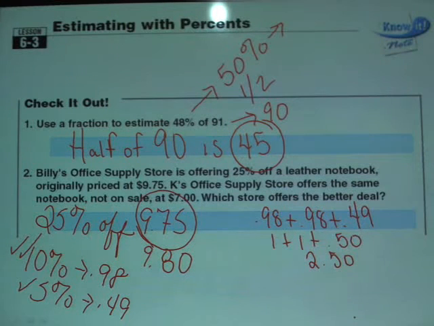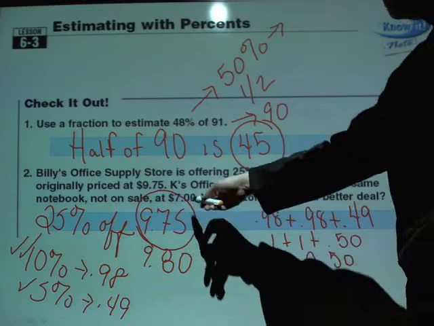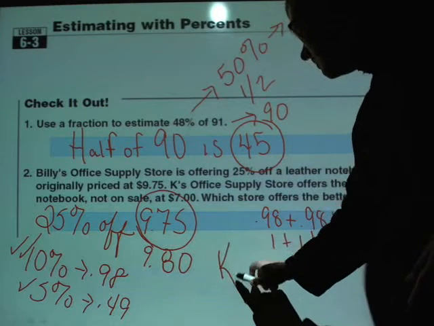All right, so if I take this $9.75 price and take off $2.50, now I know what I'm going to pay. And when I do that, I'm going to find out that I'm going to pay $7.25, which is, again, me just doing $9.75 minus $2.50. Well, at K's, it was only $7. So here, in that case, I'm actually paying 25 cents more. So that means the better price is at Billy's. All right, I'm sorry, at K's. By a quarter.